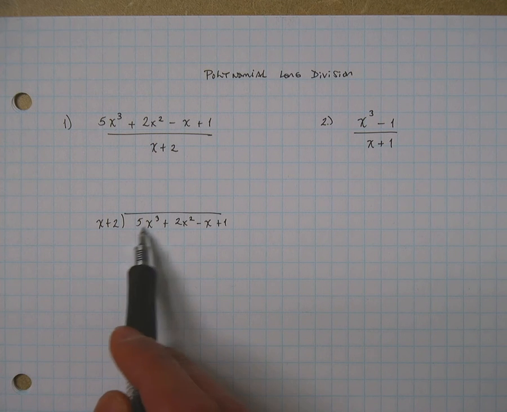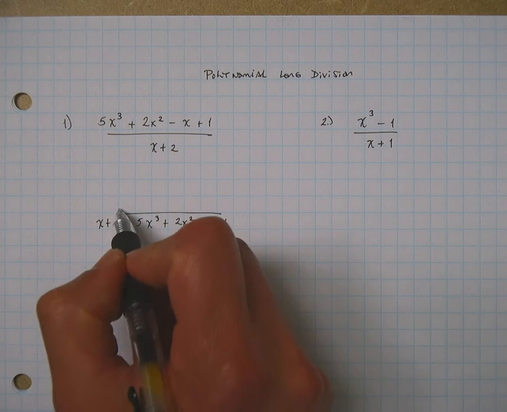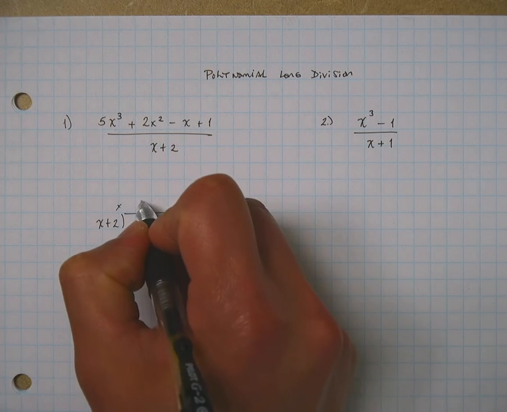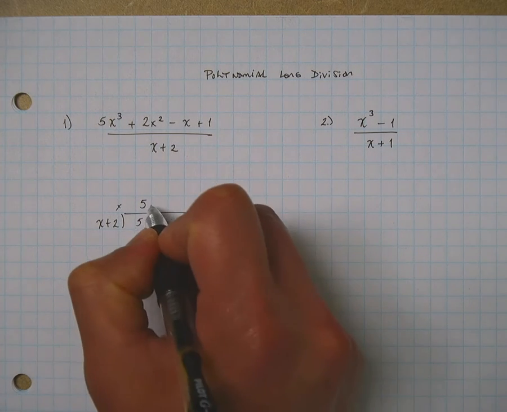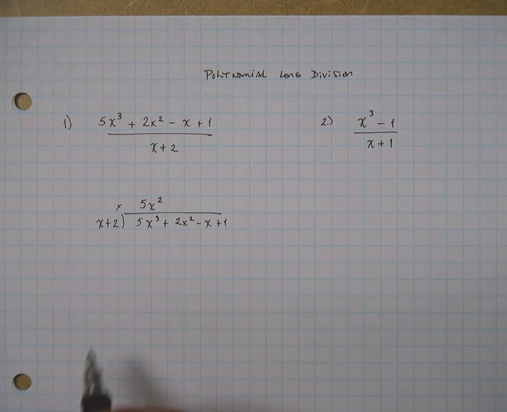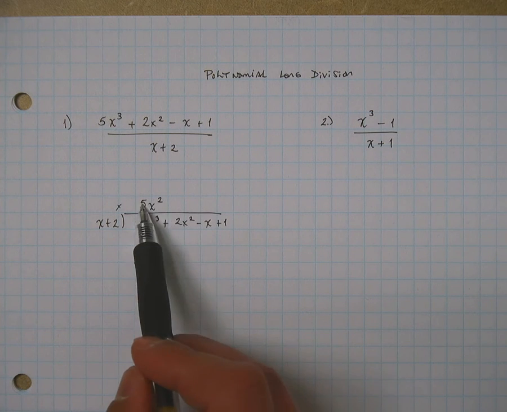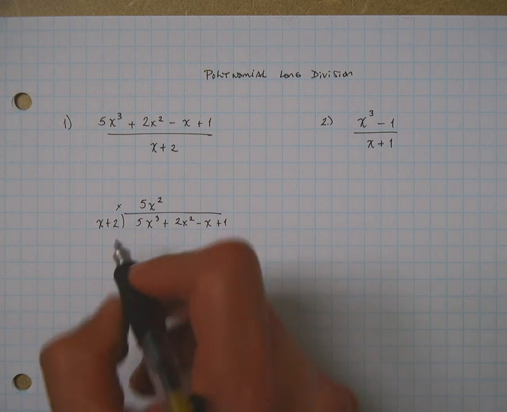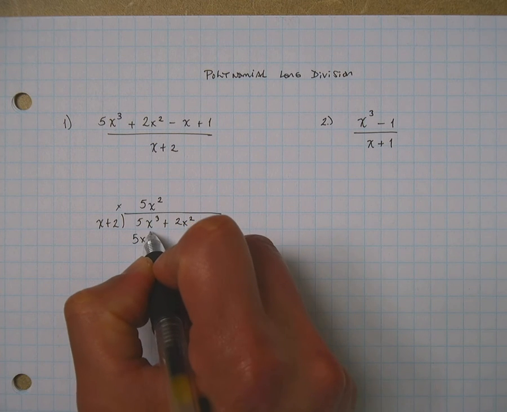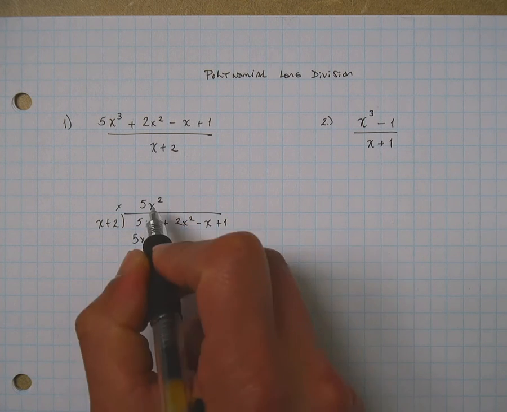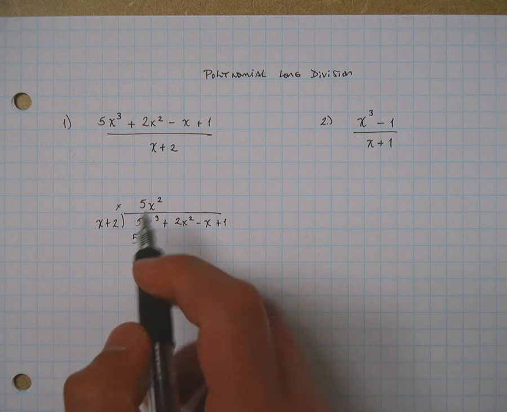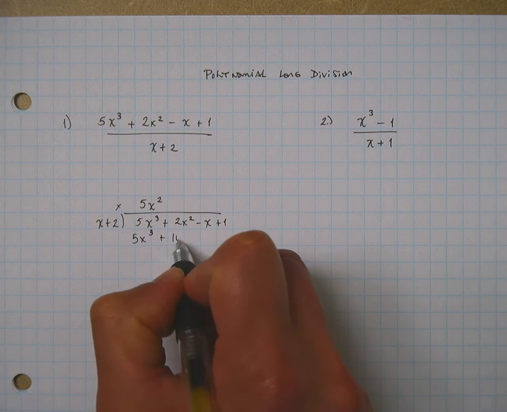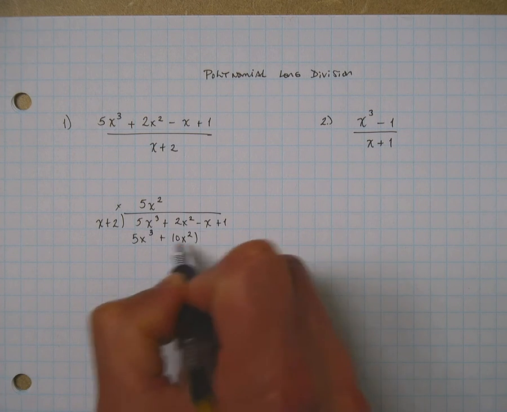We have x and 5x cubed. So what do we need in order to get a 5x cubed? Well, we need to multiply by 5x squared. And that's going to give us 5x squared times x, that's going to give us 5x cubed. And then we also have to multiply this back one here. So that's going to give me plus 10x squared.